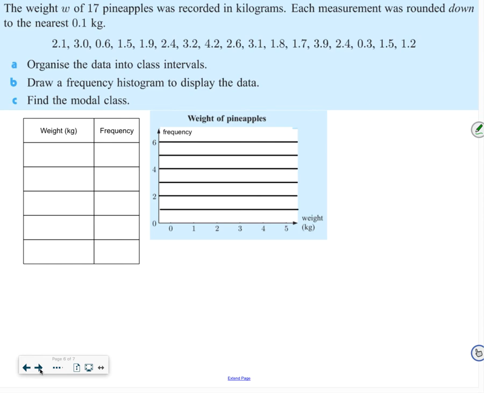Before I start putting them in there, I need to decide what my class intervals are going to be. So looking at my data, I identify what's my lowest and my highest. I have some really small pineapples, but I also have some that are pretty large. A 4.2 kilogram pineapple is a big pineapple. So I'm dealing with numbers between 0 and 5. It makes sense to have my class intervals as a value of 1. That's going to give me 5 different classes.